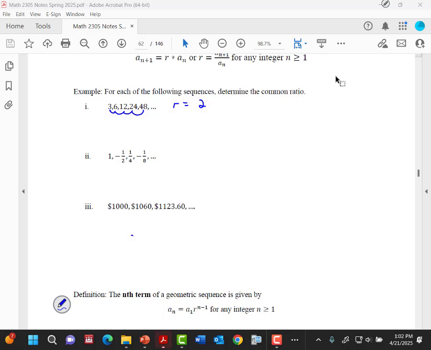Okay, what about the next sequence? I'm looking for the common ratio, R. How do I get from 1 to negative 1/2? Well, from 1 to negative 1/2, it looks like I multiply by negative 1/2. From negative 1/2, if I multiply by negative 1/2, negative 1/2 times negative 1/2 is a positive 1/4. If I multiply 1/4 by negative 1/2, I get negative 1/8. So my common ratio R equals negative 1/2.